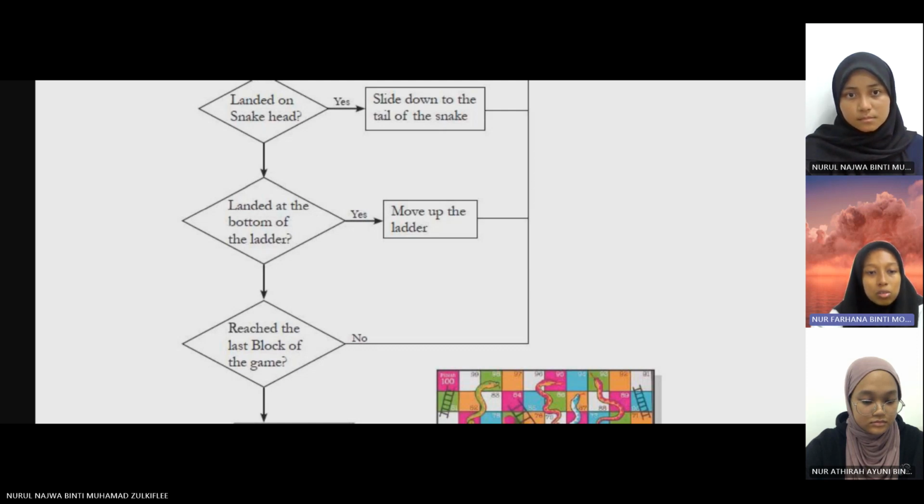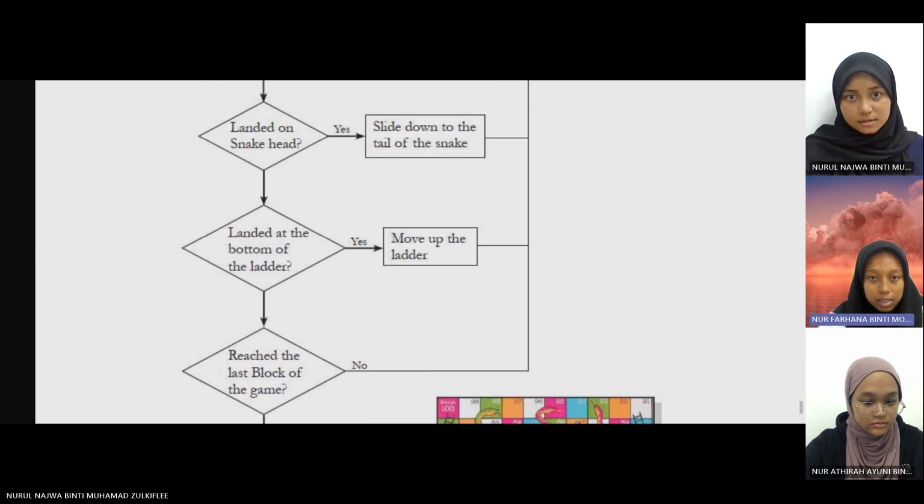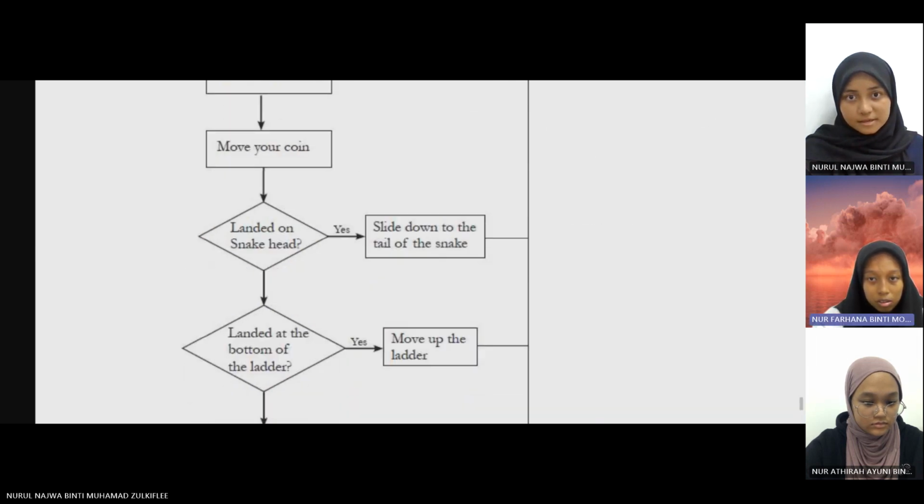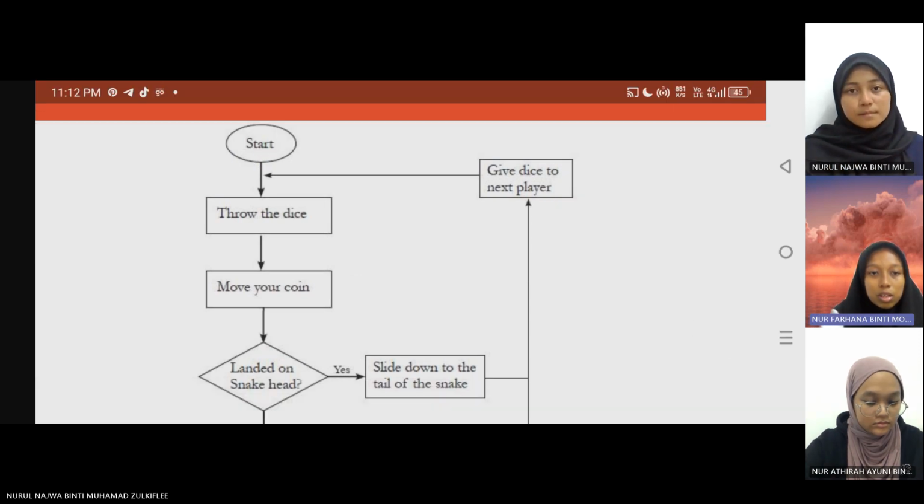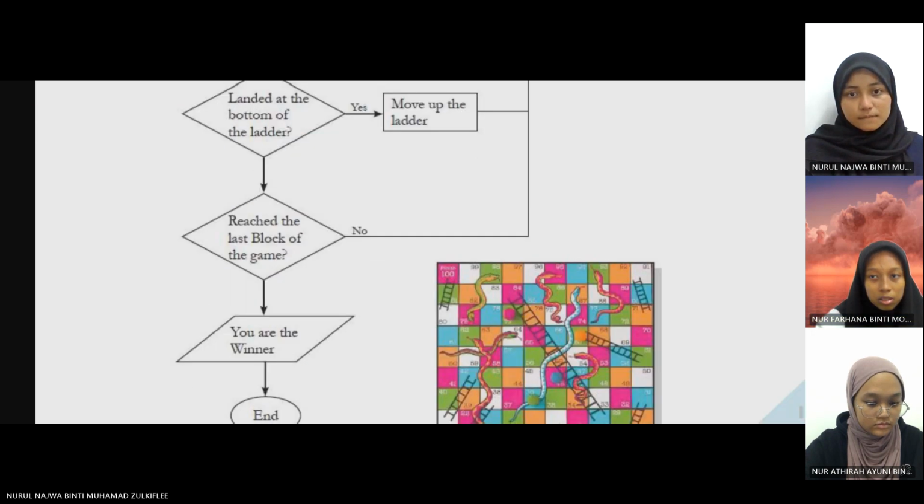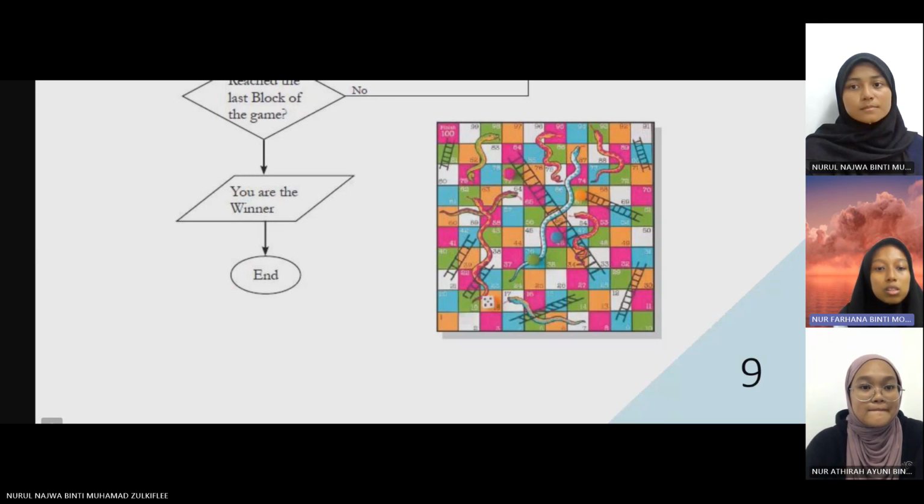And then we continue with decision, but the input is reach the last block of the game. And if the answer is no, we go to the process and the input is give dice to next player and you have to start again. And then we continue with a process, and then we continue with the data and the input is you are the winner. And the last one, we have to insert the terminal and the input is end.